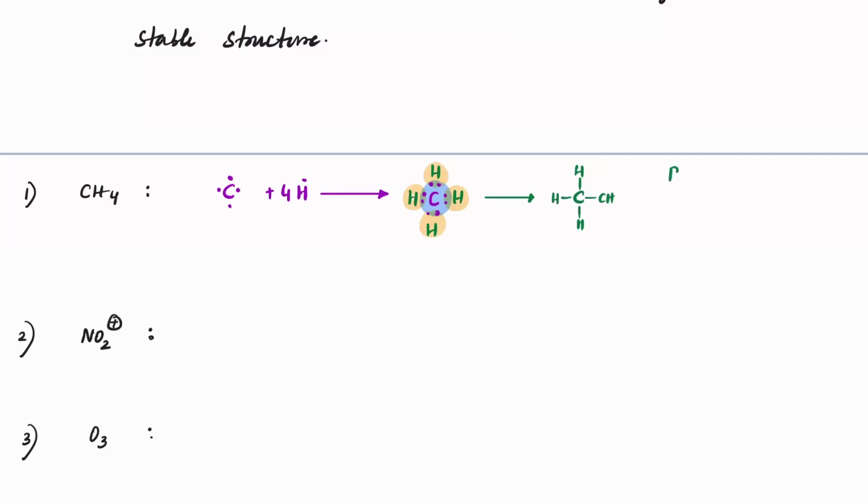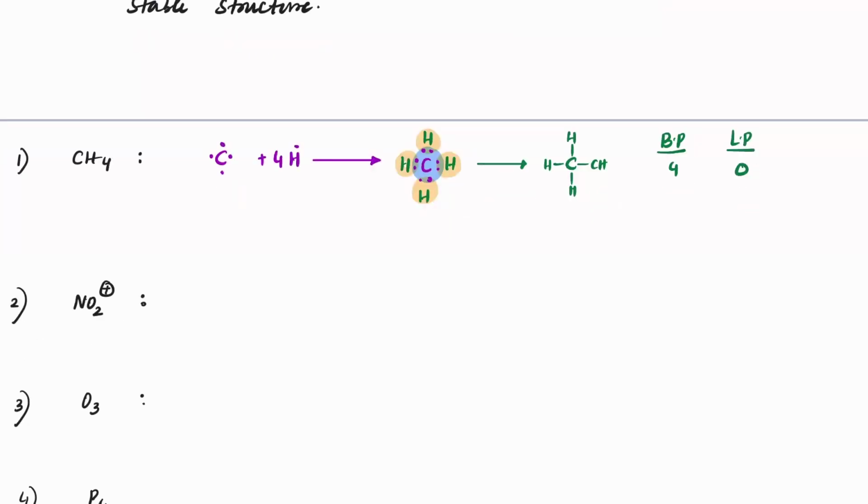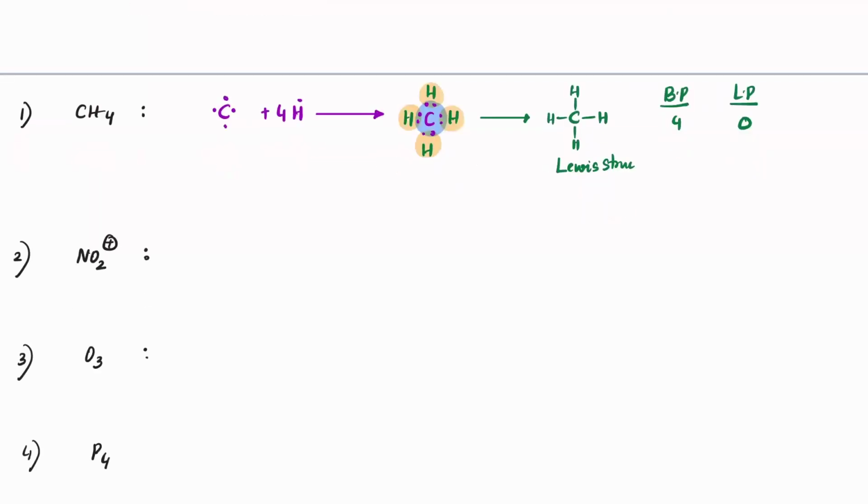So you'll write the bond line structure as C with H, H, H and H. The number of bonded pairs in this case is 4, and there are no lone pairs present on it. So this is the bond line structure, these are the number of bonds and lone pairs, and also the Lewis structure. All good?